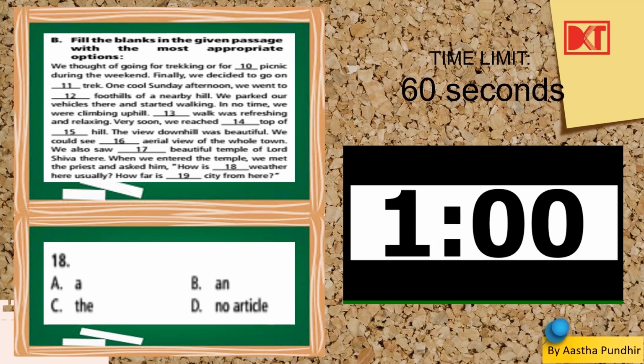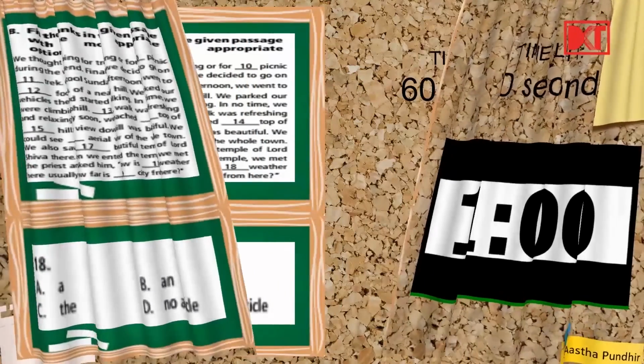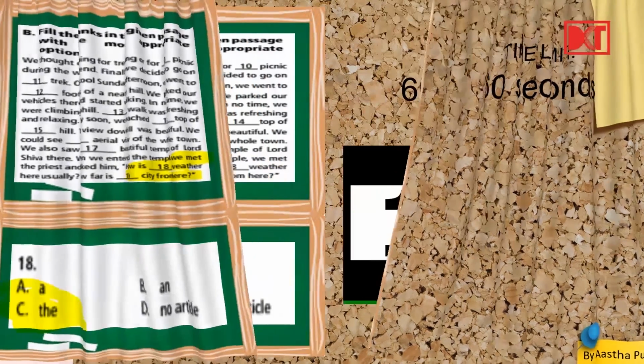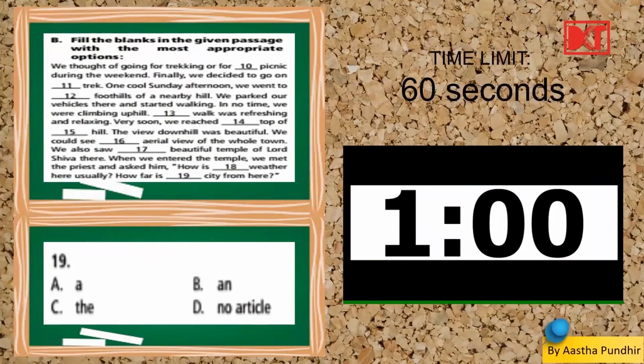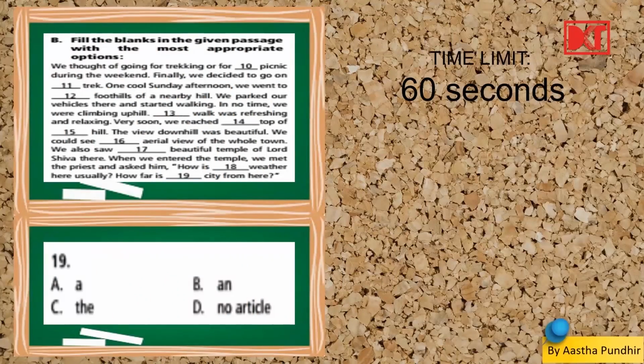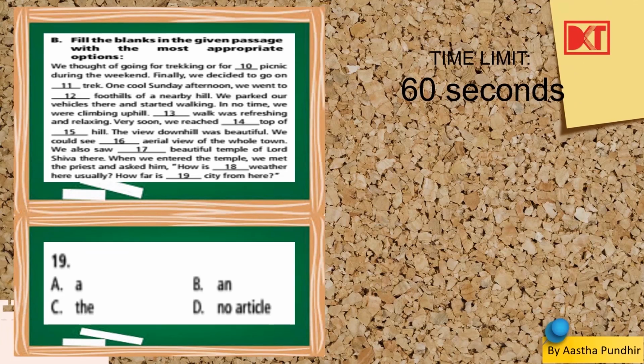Okay, here we have: how is dash weather here usually. We ask with the definite article: how is the weather here usually? Okay, the last question we have: how far is dash city from here? We're giving a specific reference: how far is the city from here? Alright, so with this we finish our questions on articles.